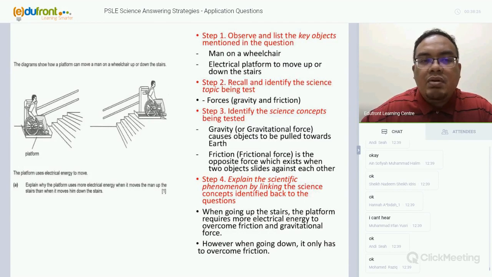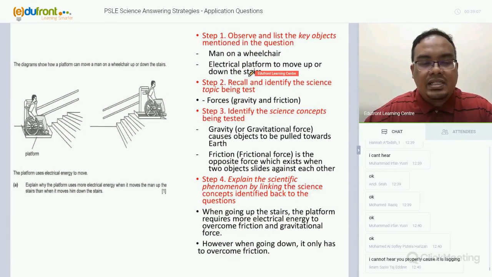If you examine your answers, where there's no scientific concept, confirm chop, you will not get the marks. Remember, you must elaborate using scientific concepts, because you are taking a science exam, right? You're not taking an English comprehension exam. The examiner wants to see your understanding of applying the scientific concept to the situation. Please remember that. So step number 1, observe and list the key objects. You see that the man is on a wheelchair, and there is an electrical platform to move up or down the stairs. So it uses electrical energy to move up and down the stairs.